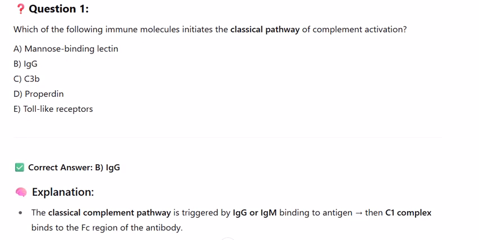Question 1. Which of the following immune molecules initiates the classical pathway of complement activation? A. Mannose binding lectin. B. IgG. C. C3b. D. Properdin. E. Toll-like receptors. Correct answer, B.